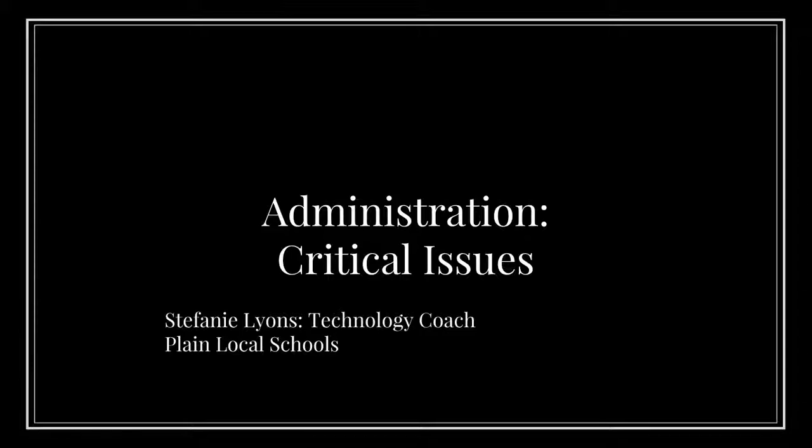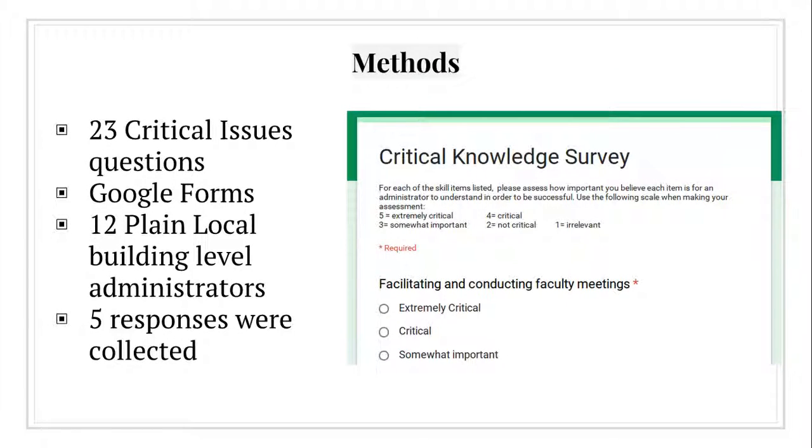This is my analysis of the critical issues for a building level administrator. I asked the same 23 questions on critical issues that we answered in class. I used a Google form. I sent the form through an email to 12 Plain Local building level administrators, and I received 5 responses.